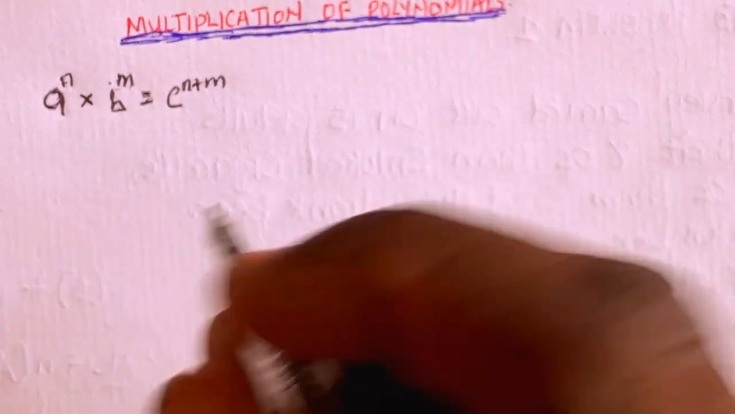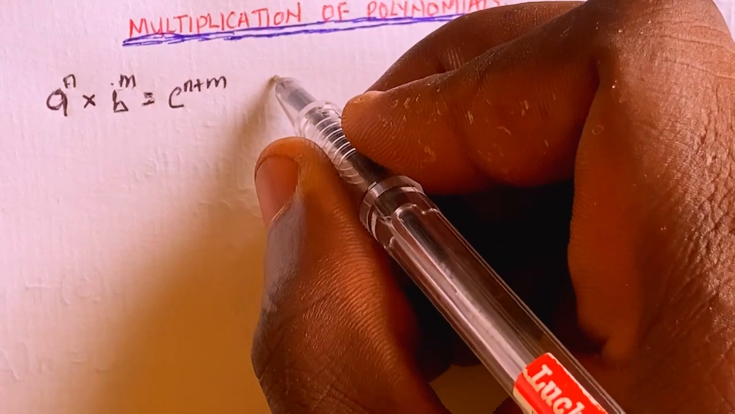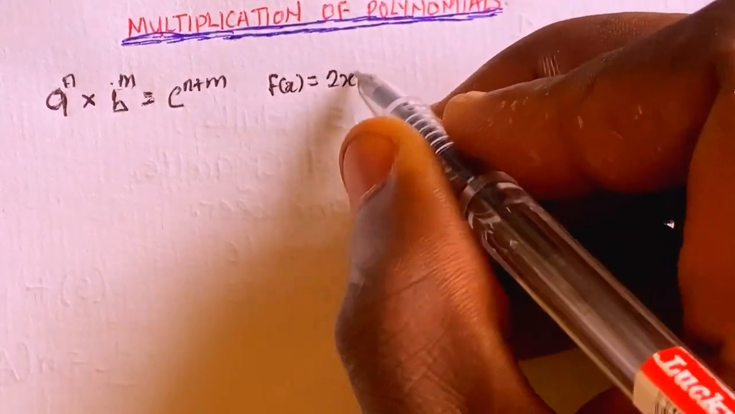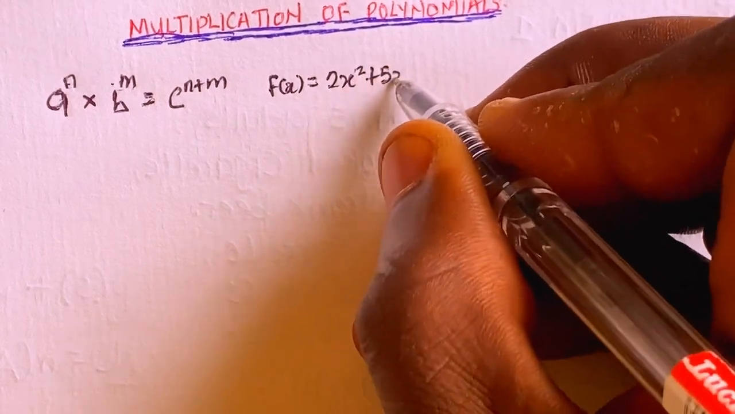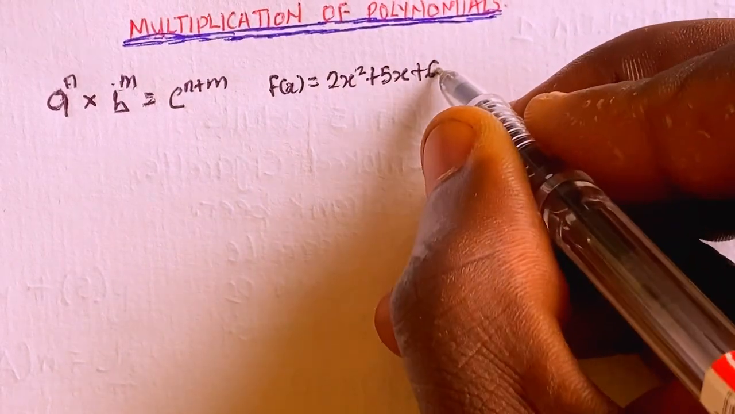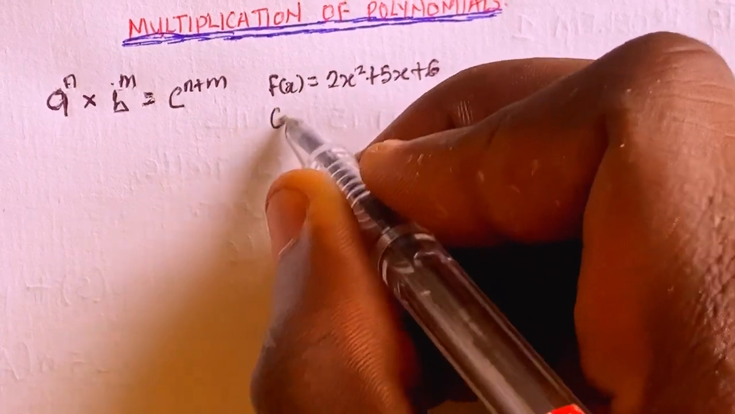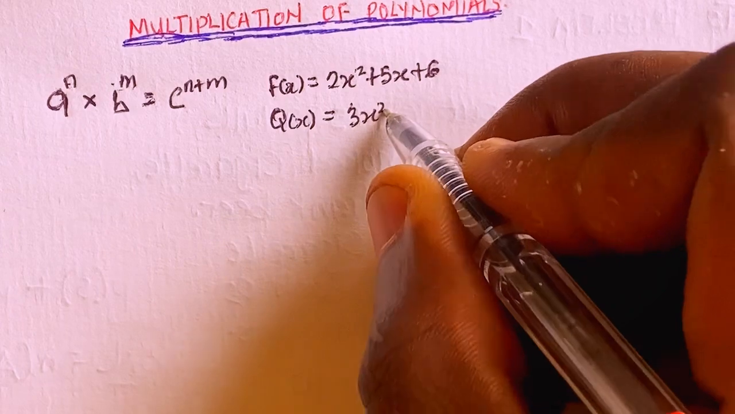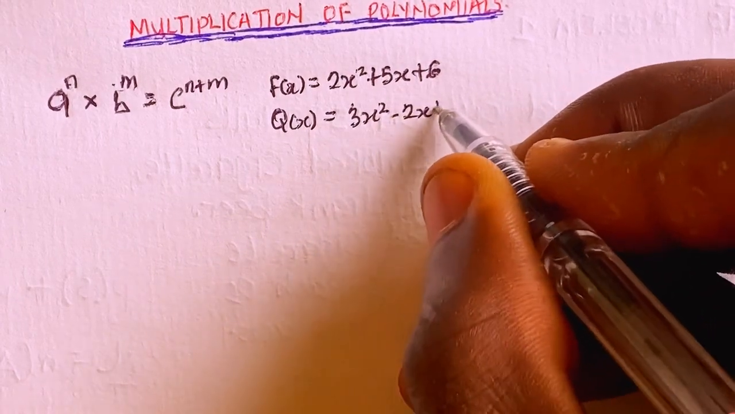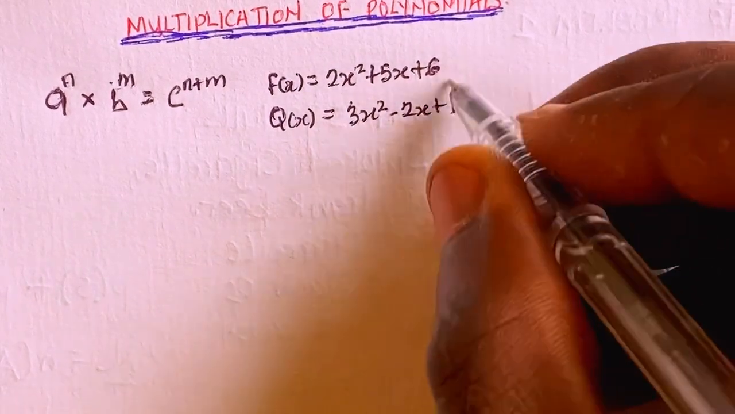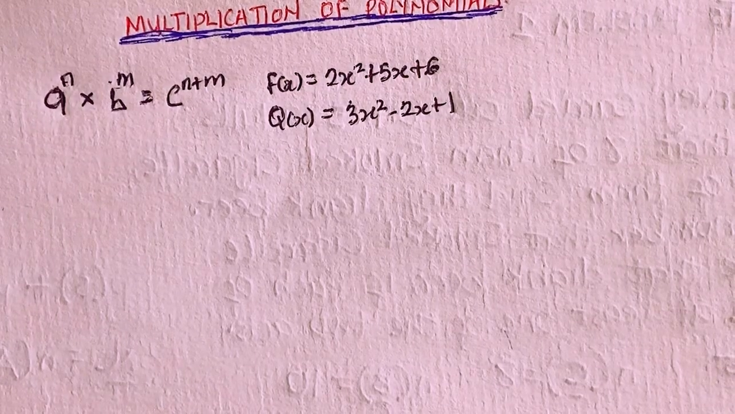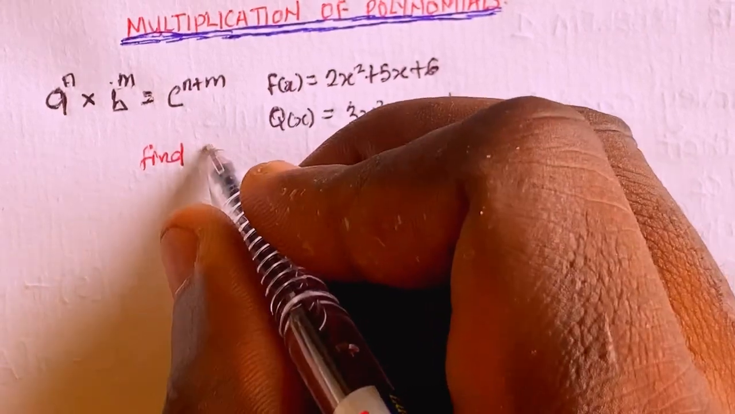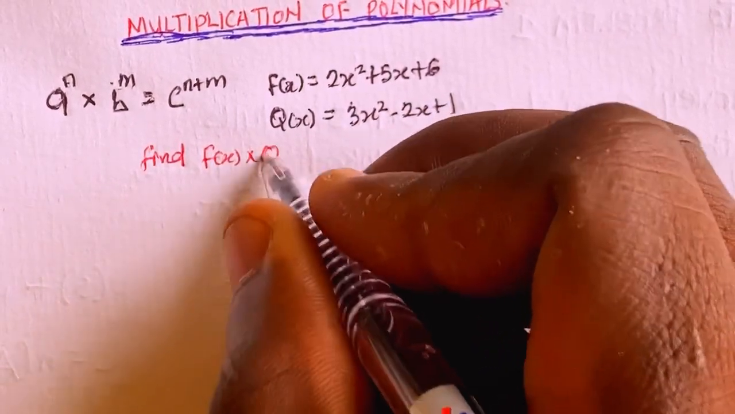Now, suppose we are given a polynomial function f of x to be equal to 2x squared plus 5x plus 6, right? Then the next one, we have it to be g of x equal to 3x squared minus 2x plus 1. Suppose you are given these two polynomials and you are asked to find f of x multiplied by g of x.